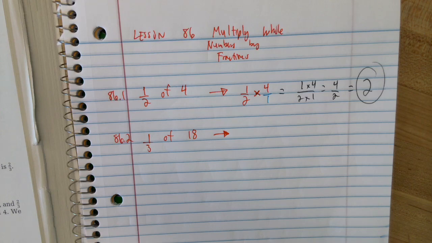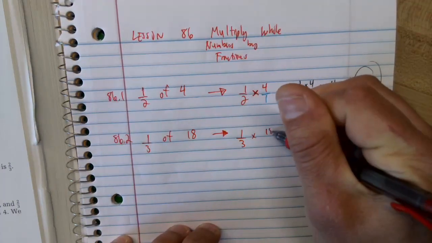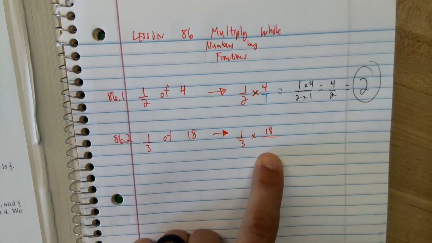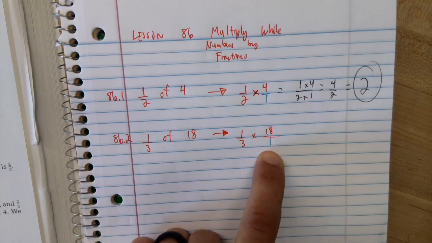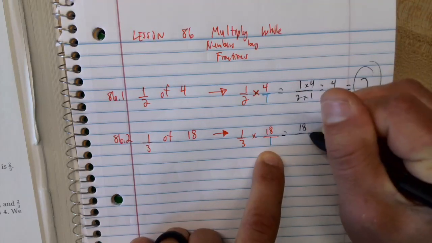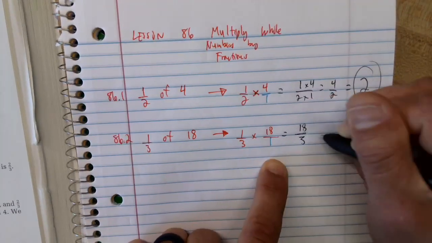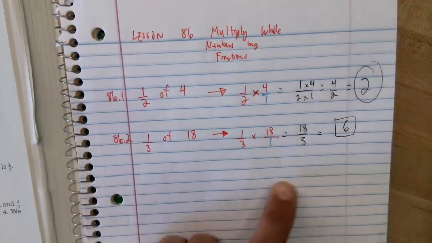1/3 of 18. How do we get to divide? Here's how. We're going to say 1/3 times 18, and then we're going to stick a 1 under the 18. 1 times 18 is 18. 3 times 1 is 3. And 18 divided by 3 is the answer, 6.